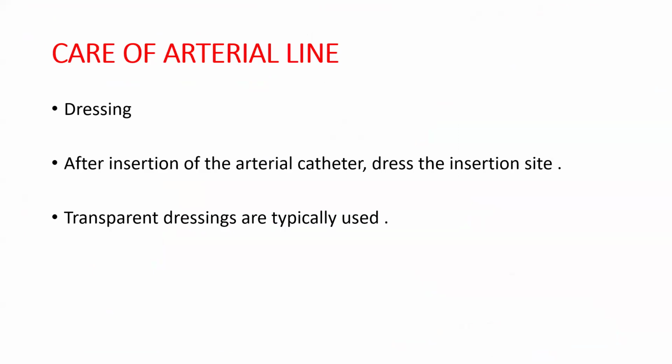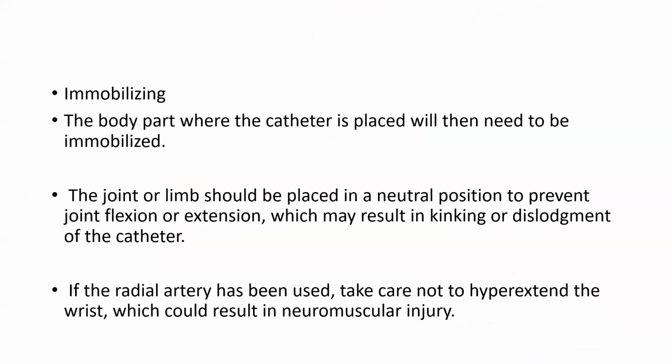Now we need to take proper care of the arterial line after insertion. We should properly dress the insertion site after insertion of the arterial catheter, and transparent dressings are typically used. Then immobilize that body part. The body part where the catheter is placed will need to be immobilized.